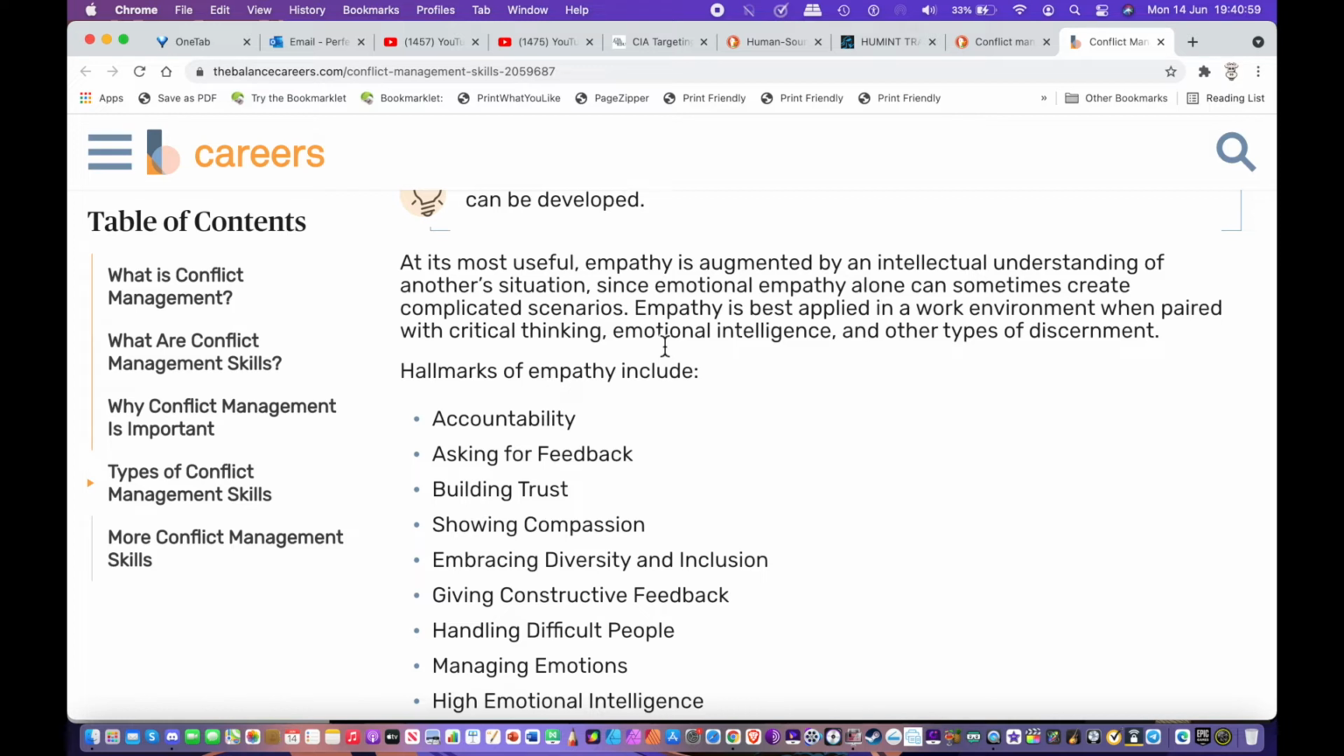augmented by an intellectual understanding of another's situation. Since emotional empathy alone can sometimes create complicated scenarios, empathy is best applied in a work environment when paired with critical thinking, emotional intelligence, and other types of discernment.